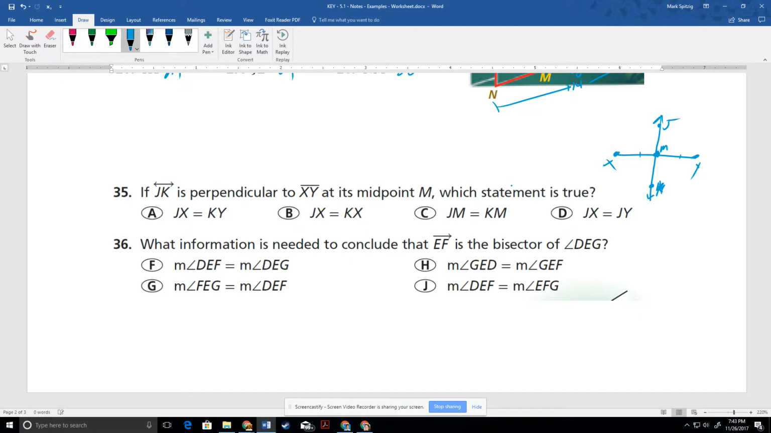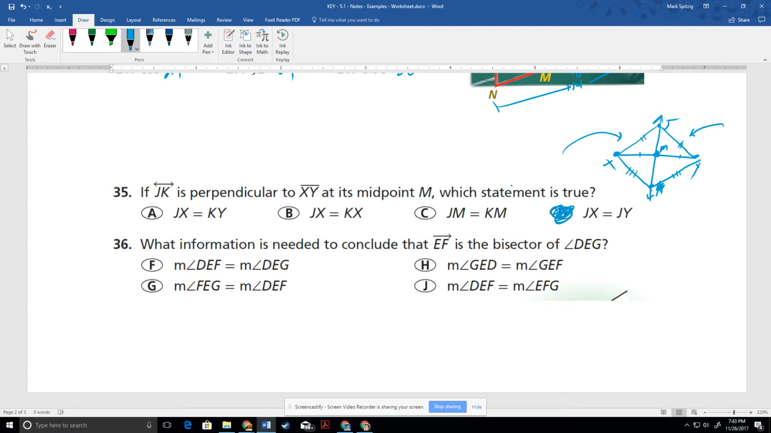JX is congruent to KY, not necessarily. JX and JY would be congruent. JX and KX would be congruent. No, not this way, because what we're looking at is these. We know that these would have to be congruent, and these would have to be congruent, but not necessarily all of them. JM is congruent to KM, not necessarily, right? Because that's not what's being bisected. And then JX is congruent to JY. So that's the one we're looking for right there. We know this and this are congruent based on how it's set up.